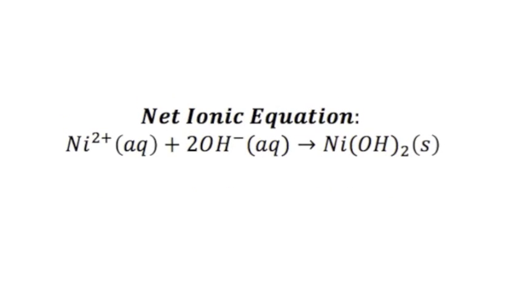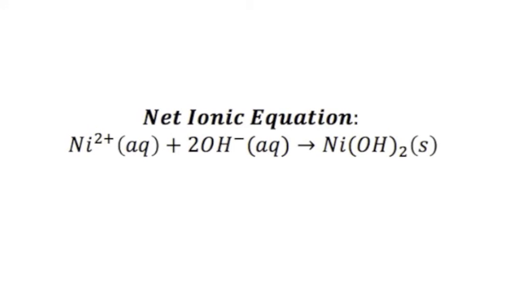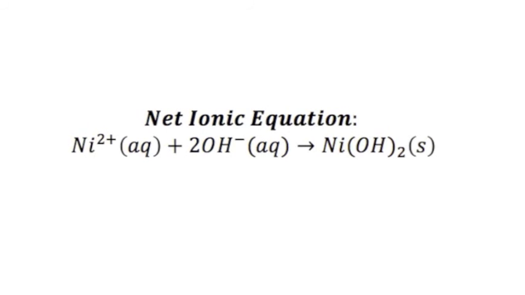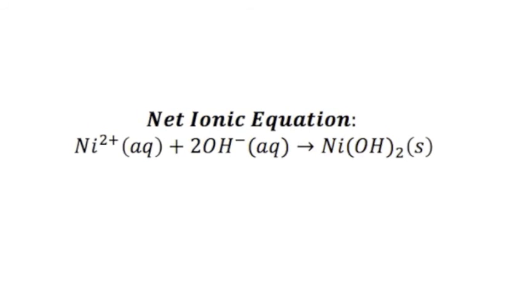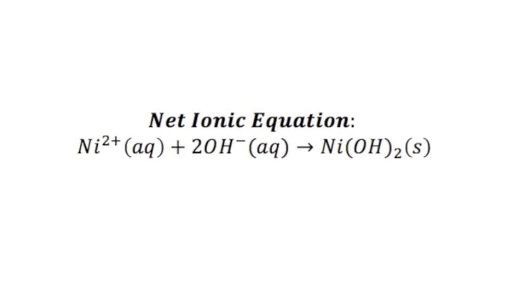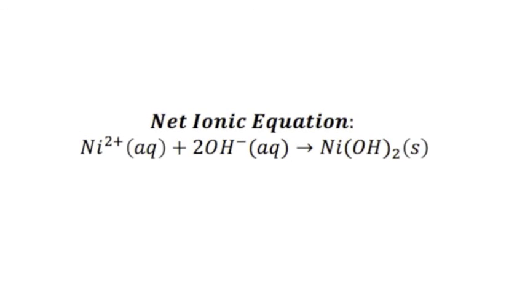This is the net ionic equation showing the cancellation of spectator ions. All that remains are the two aqueous ions that form the precipitate nickel 2 hydroxide and the product nickel 2 hydroxide.